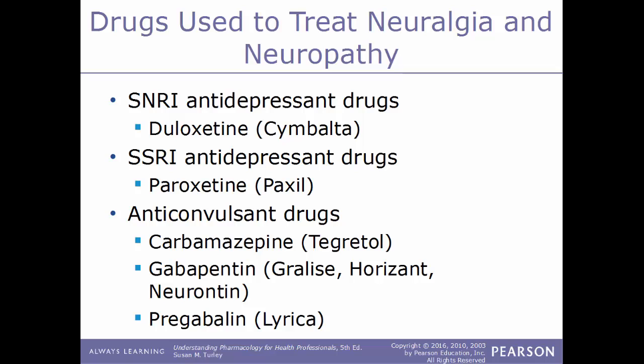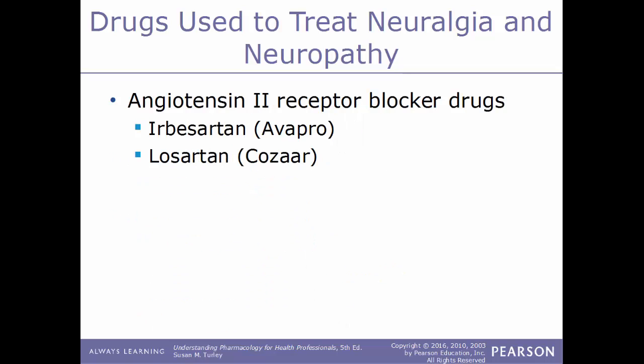The other category of drugs used here would be anticonvulsants, such as carbamazepine, also known as the trade name of Tegretol, gabapentin, known by its trade names Gralise, Horizant, Neurontin, and also pregabalin, also known by the name Lyrica. Another category for these conditions, angiotensin II receptor blocker drugs, such as irbesartan, also known by the trade name Avapro, and losartan, also known as the trade name Cozaar.